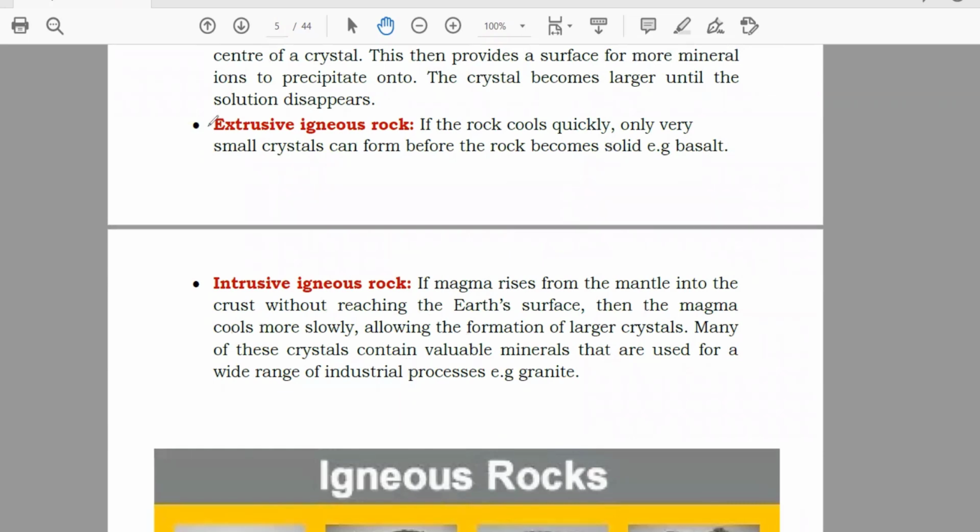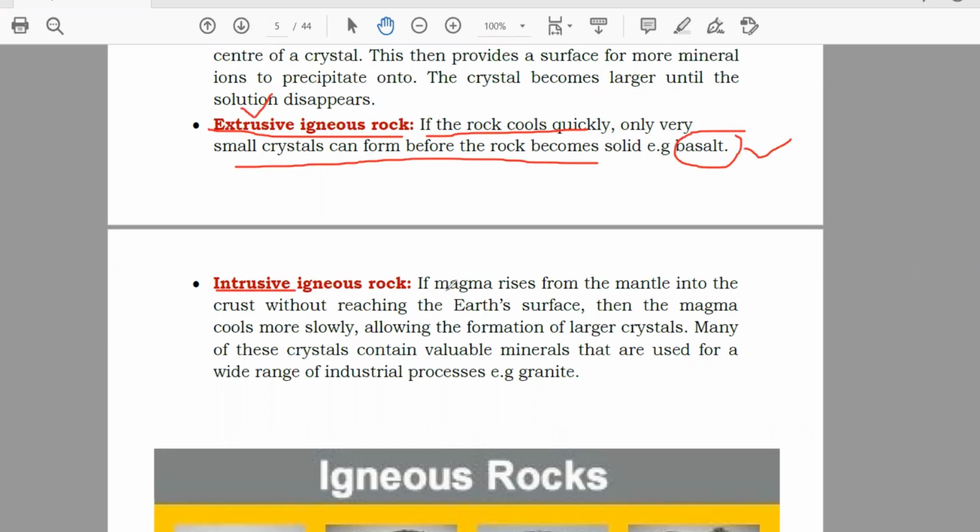So here again you see the extrusive igneous rocks. If the rock cools quickly, only very small crystals can form before the rock becomes solid. And what's the example? That is basalt. If anybody asks you what is an example of extrusive igneous rocks, you can say basalt.